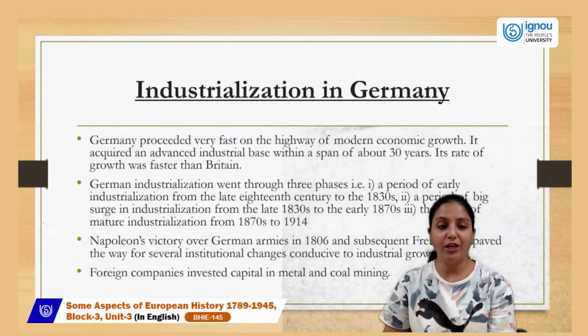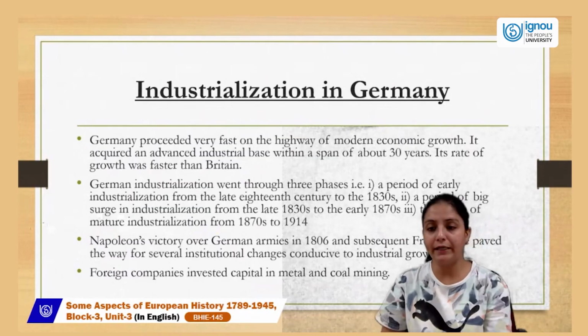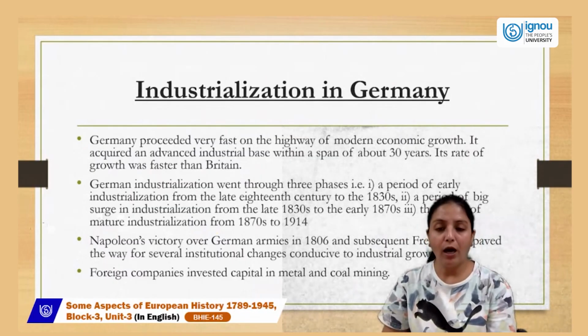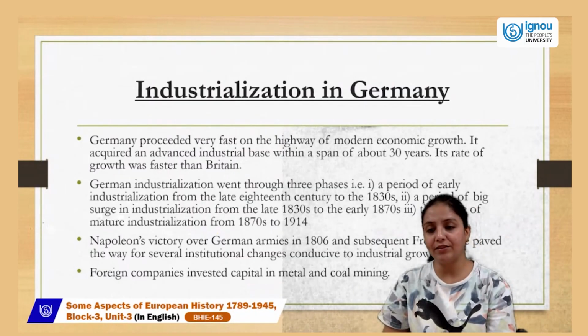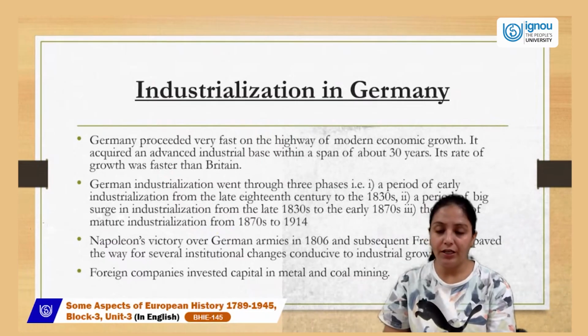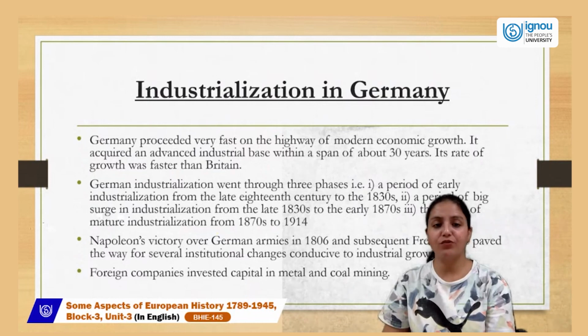Number one, a period of early industrialization from the late 18th century to the 1830s. Number two, a period of big surge in industrialization from the late 1830s to the early 1870s. And number three, the phase of mature industrialization from the 1870s to 1940. These were the 3 phases faced by the German people on the front of industrialization.